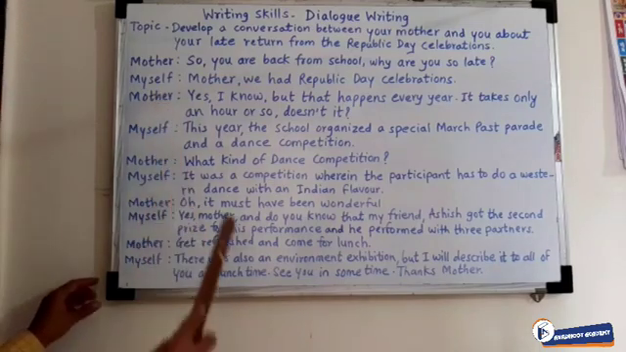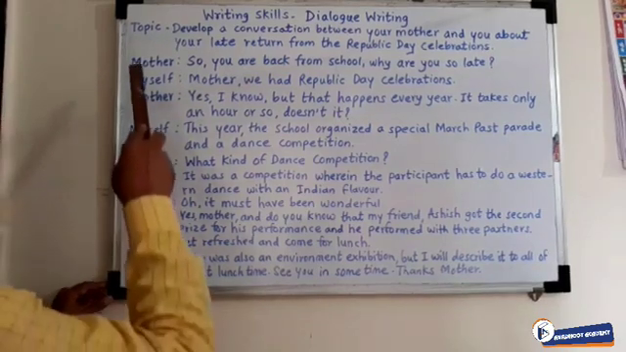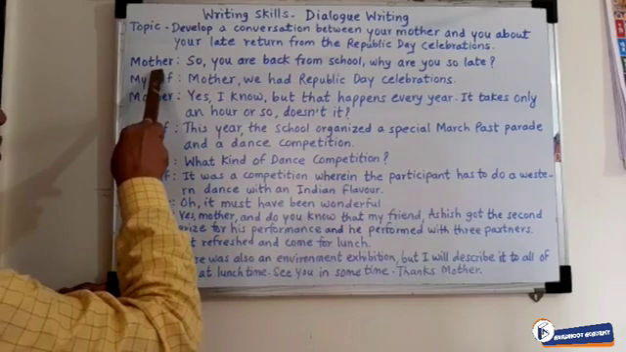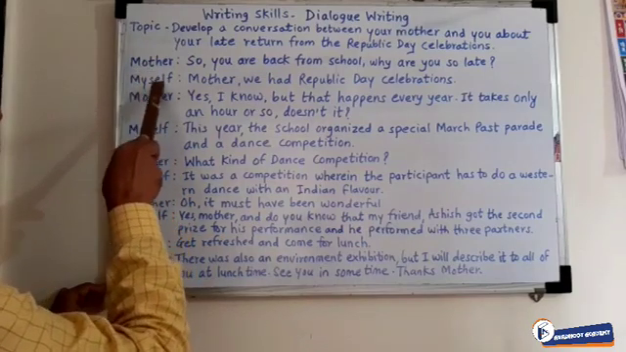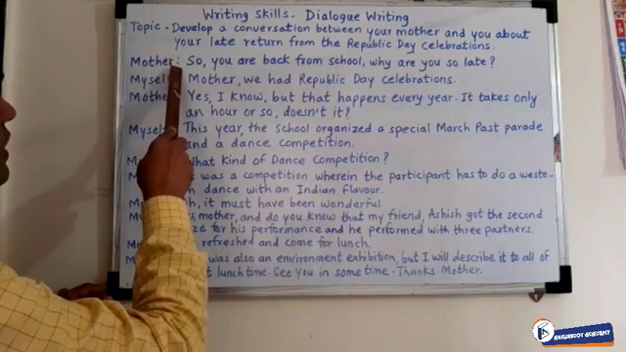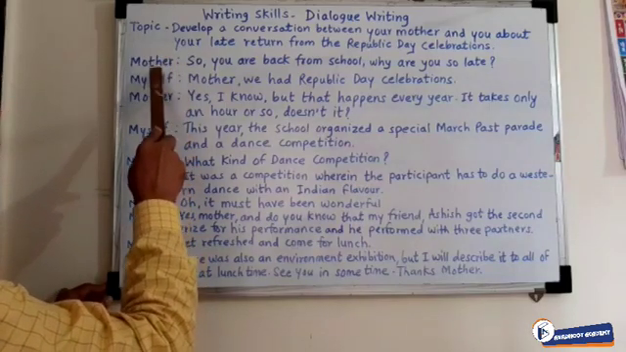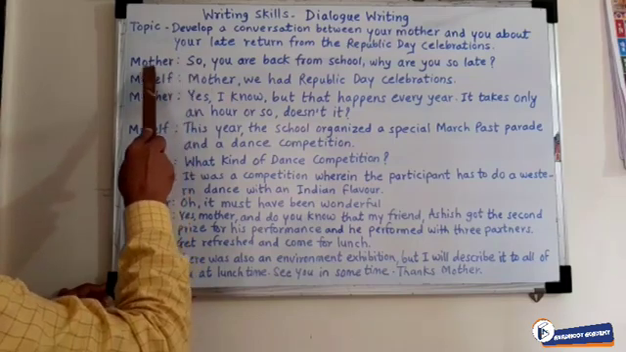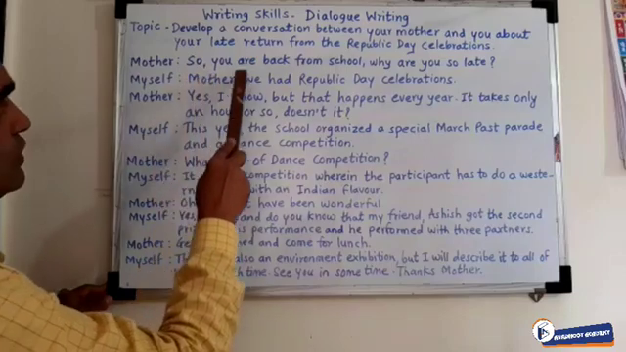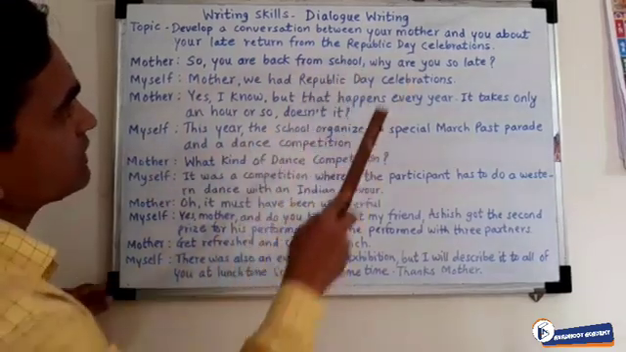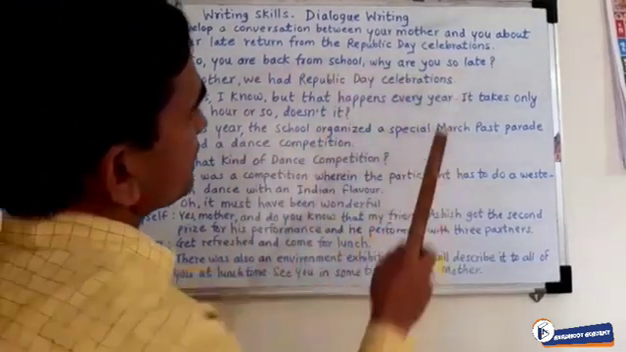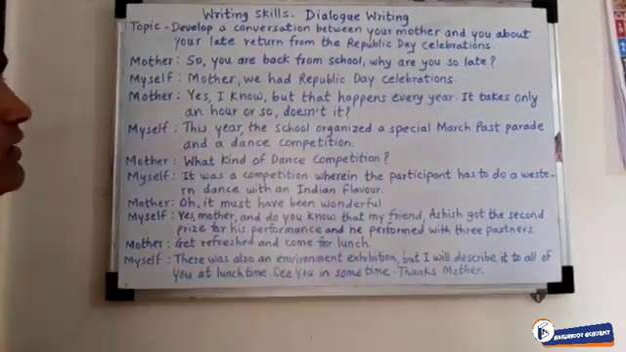Just see, in the previous lecture, as I told you, dialogue writing should be written in alignment. Means the speaker of the dialogue should be written here, and after that you should give a colon mark. Colon means what? He said. Here, mother said. What did mother say? Mother said, so you are back from school. Why are you so late? Mother is asking her son.